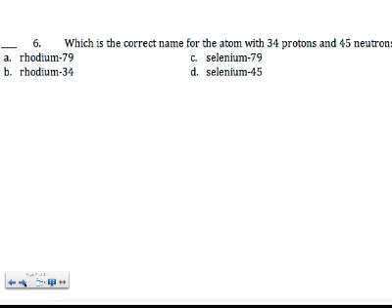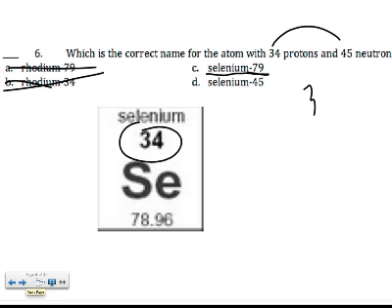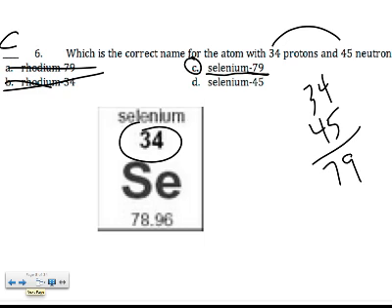Which is the correct name for an atom with 34 protons and 45 neutrons? Again, the first thing you want to look up is what is the atomic number. The atomic number is 34. That's the number of protons in this atom, and that is selenium, number 34. So we can cross out those two because this has to be an atom of selenium. And then the name includes the name of the element and the mass number. So you have to add 34 plus 45 and find out that that's 79. So the answer is C, selenium 79.